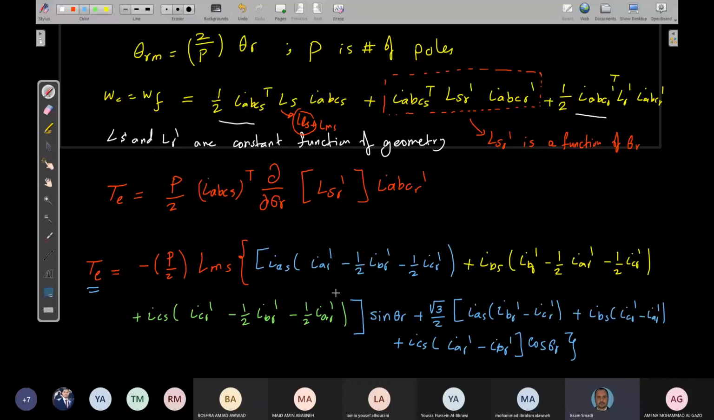So can anyone tell me, from this expression, which component, if I change it, what the effect will be?